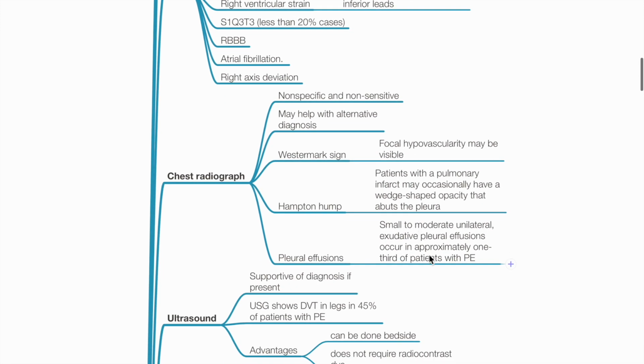Chest radiograph is non-specific and non-sensitive for diagnosing PE. It may help exclude alternative diagnosis. Possible findings include focal hypovascularity, also known as Westermarck sign. Patients with pulmonary infarct may occasionally have wedge-shaped opacity that abuts the pleura, also known as Hampton hump. Pleural effusions may be seen in patients with PE.